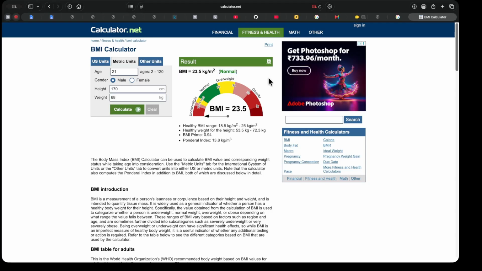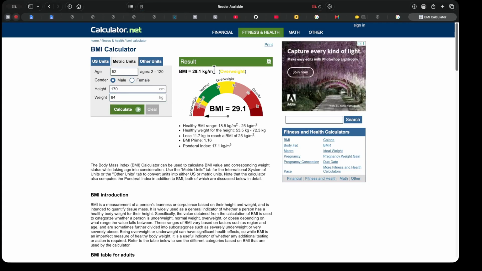It is showing underweight actually. No, it's not underweight. This dial is not working, so you have to see this graph. Let's check someone else. It's overweight. Did you guess whose input I put?